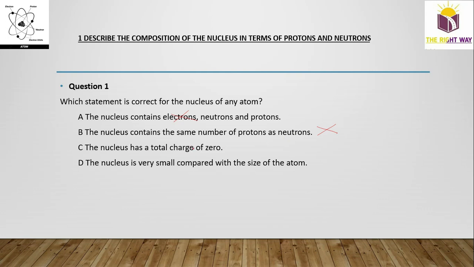The nucleus has a total charge of zero. No, the nucleus is positively charged, because for the charge to be zero, the proton number and the neutron number would have to be equal, and the neutron would have to contain a negative charge. But the neutron does not contain a negative charge, so we cannot say that the nucleus is neutral. The nucleus is very small compared with the size of the atom. This statement is correct. We have seen in the Rutherford model that the nucleus is very small, and most of the space occupied by the atom is empty.